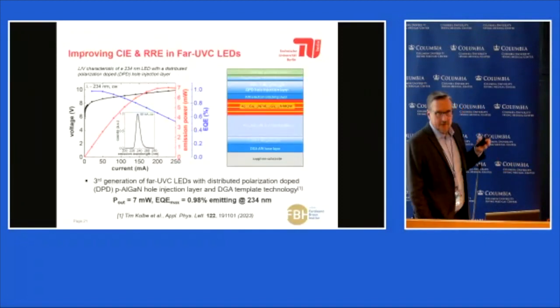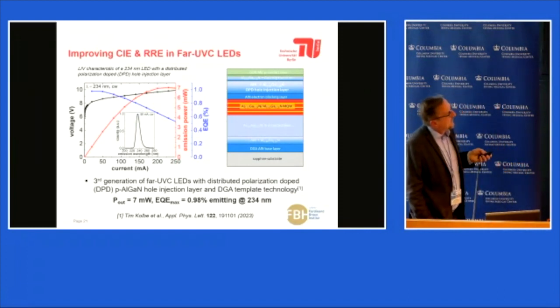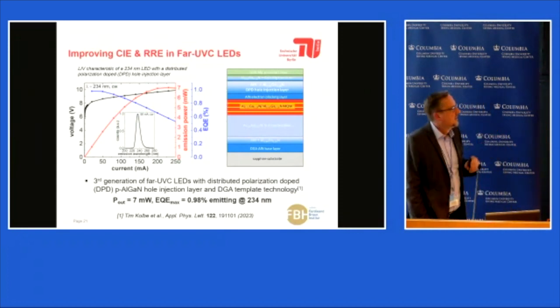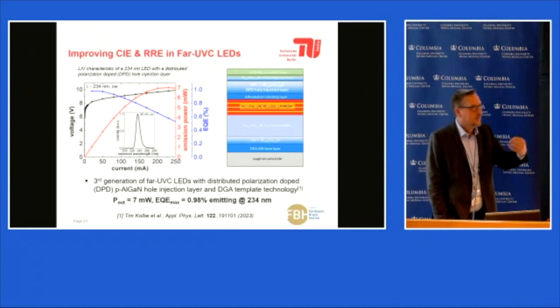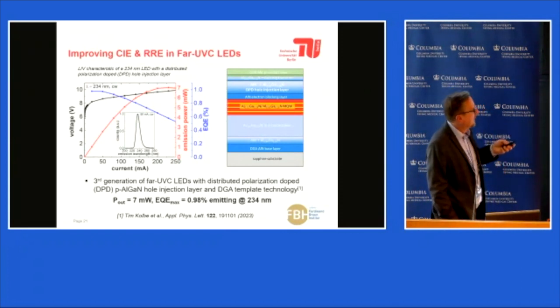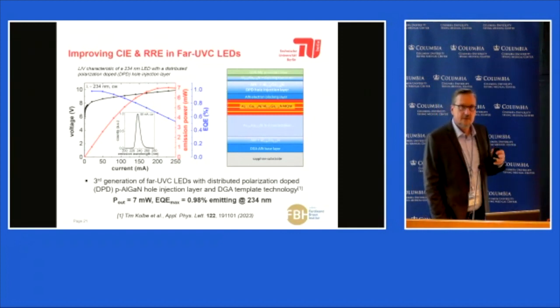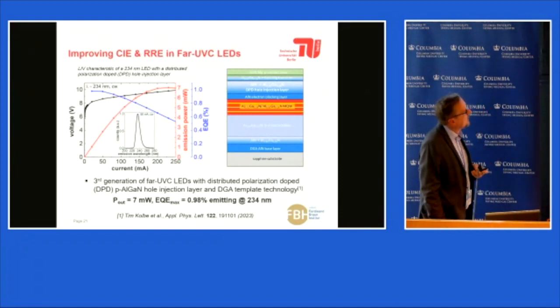The next iteration is a very recent result, just published in APL, using two more innovations. That's a distributed polarization doped hole injection layer. I won't explain exactly what that means, but it helps to introduce holes into the active region of the LEDs more efficiently. And it's also grown on a new template with even lower dislocation density, this double growth anneal template that I mentioned in the beginning.